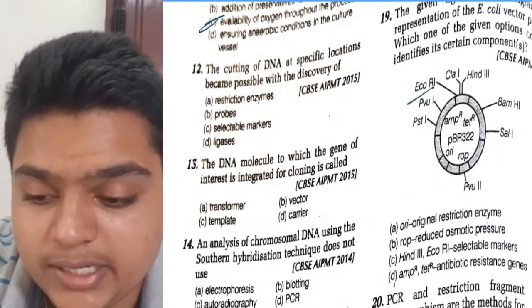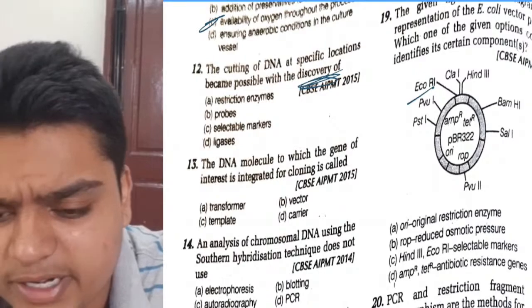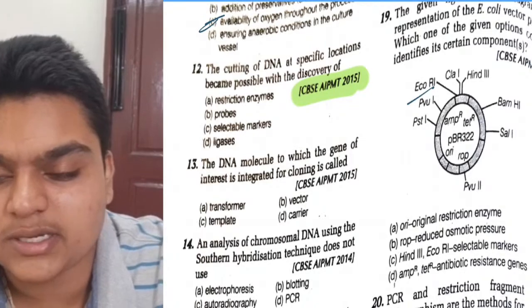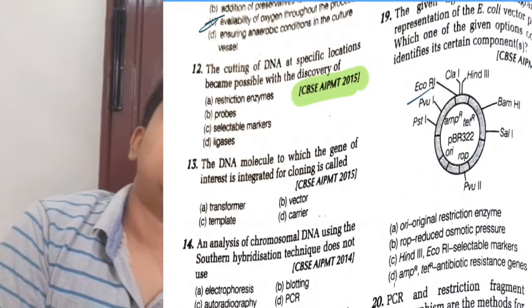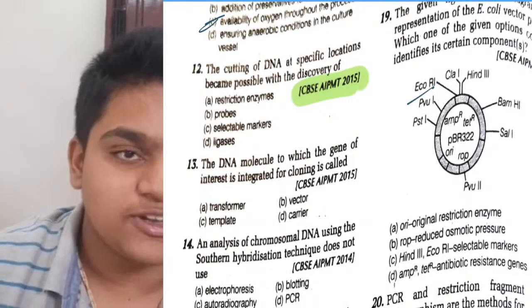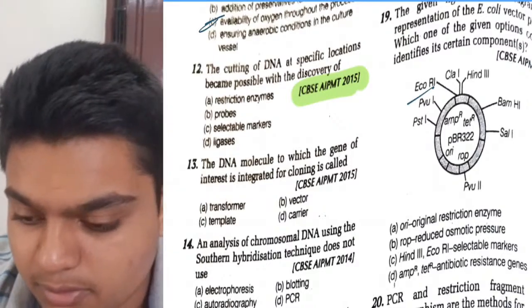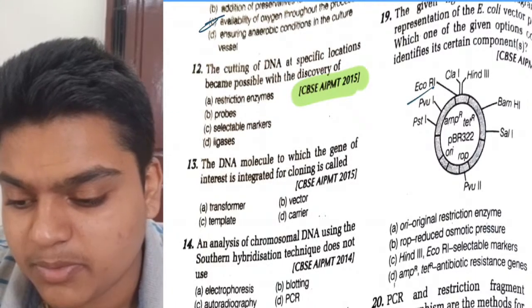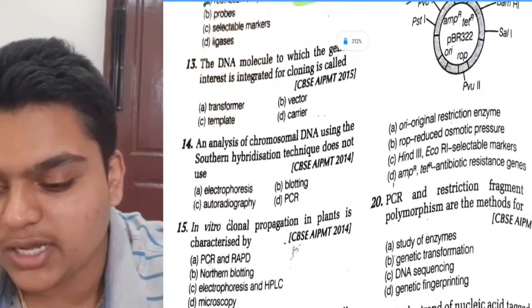Now see. Cutting DNA at specific locations became possible with the discovery of... This is the most repeated question everywhere. If you see the PYQs of biotechnology principles and processes, every PYQ book which you take, every reference book which you take, you will have this question compulsorily. The cutting of DNA at specific locations has been possible by restriction enzymes. What would be the other answer for this, guys?